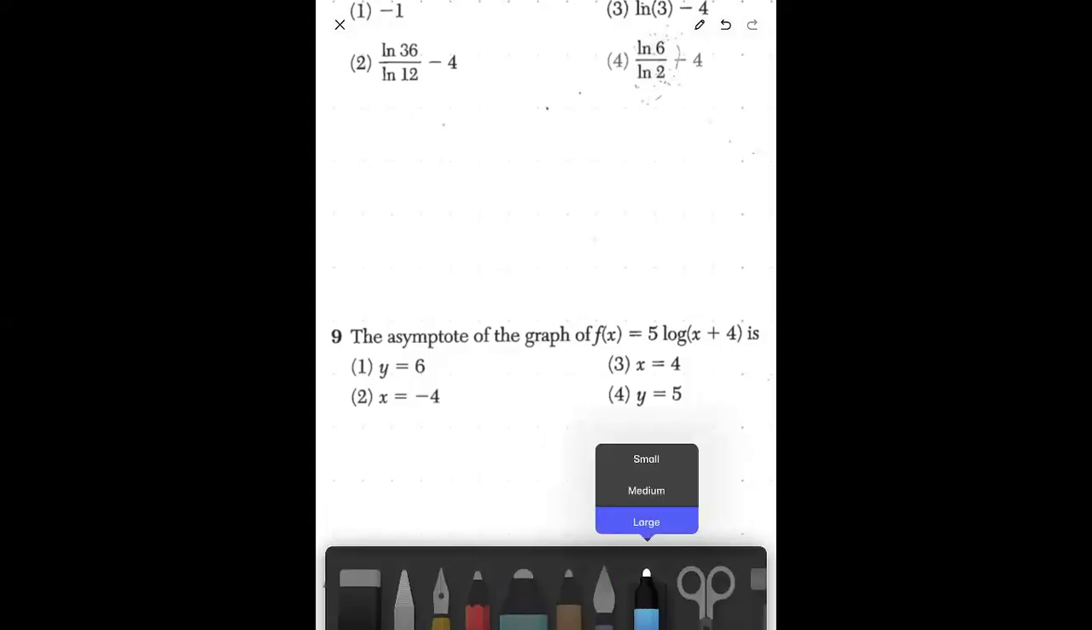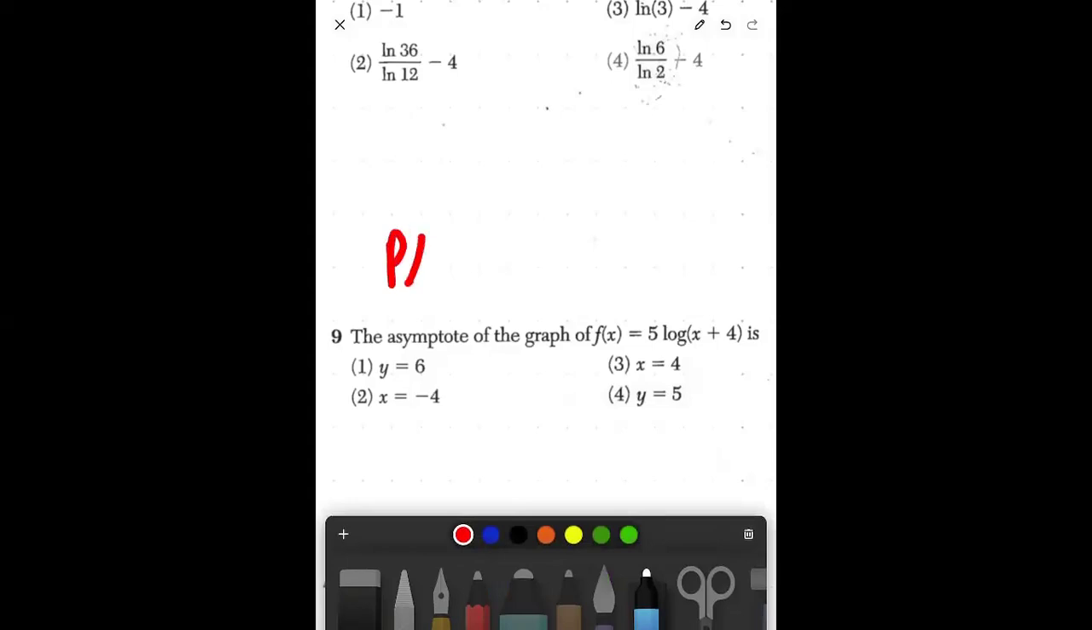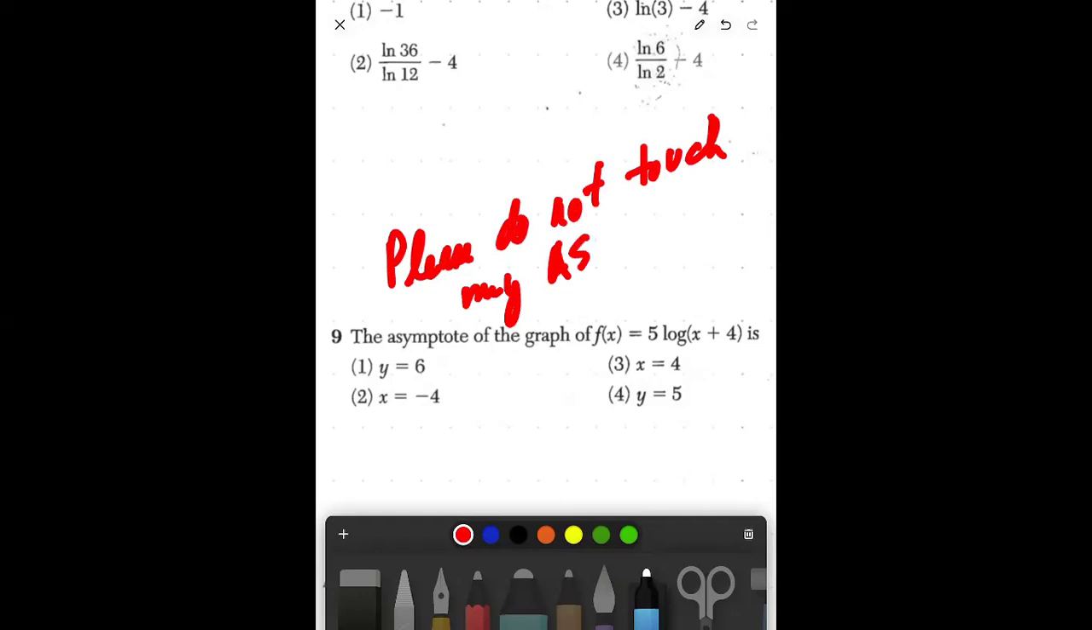And remember, the definition of an asymptote is a line that a graph gets closer and closer and closer to, but does not touch. The way that I teach it is: asymptote, please do not touch my asymptote.